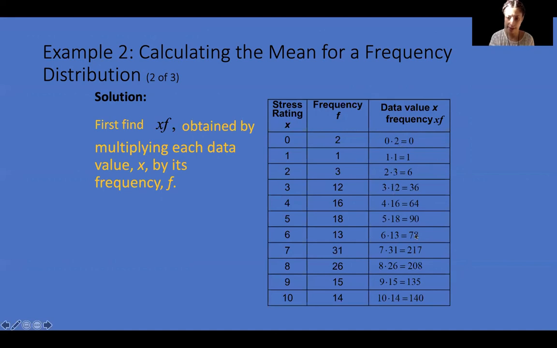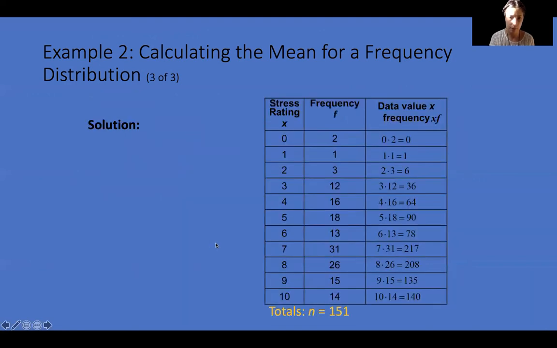What we're going to do next is add up all of these values here and then divide it by the total number of frequency that we found here. Be careful not to use the x to determine your n. Adding up all of the frequencies, our n is 151. Adding all of these up here, we get 975. And then we're going to divide 975 by 151 to get 6.46 as the mean stress rating.